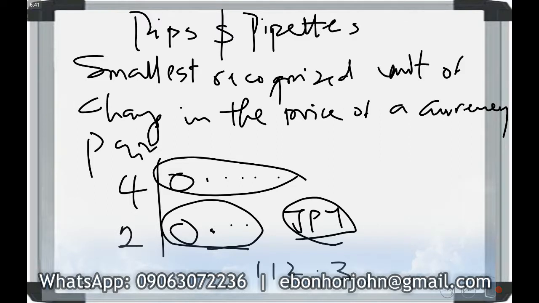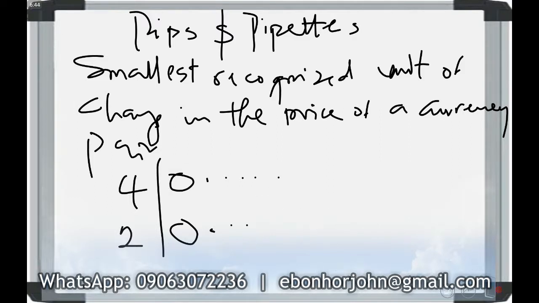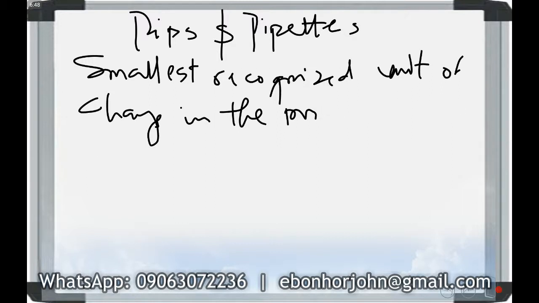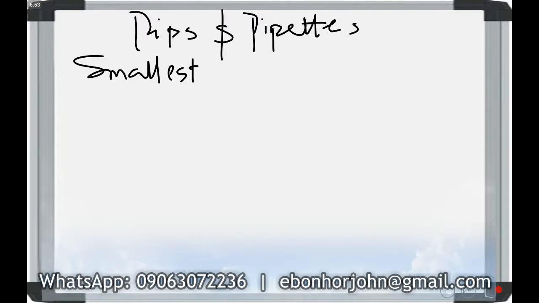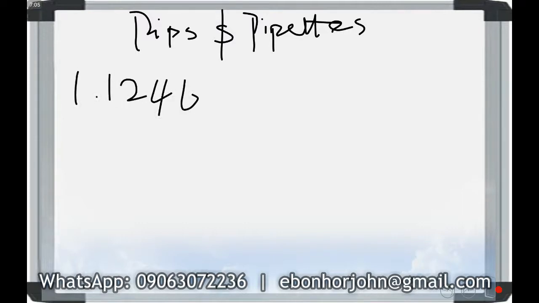Now, pipettes. A pipette is a fraction of a pip. Now we know what a pip is. What makes up a pip is a collection of pipettes. Remember when we looked at the charts initially, we had prices like 1.1246 and then there was one small 3 on top of it. This 3 you have here is a pipette. This is how it came into being.